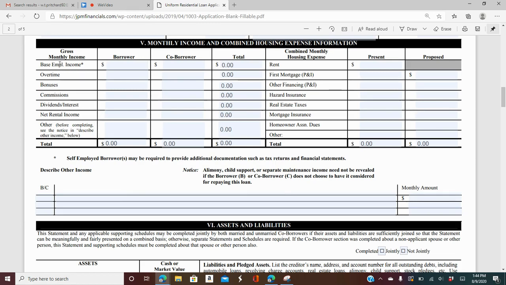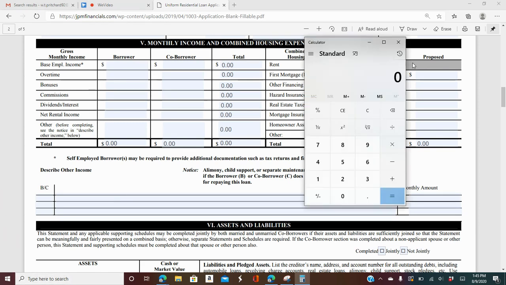So again, base employment income. When you are dealing with the mortgage process, we do everything on a monthly cycle. So when we are calculating the income, we want to know how much the borrower gets paid monthly, gross monthly. So let's say we know that bi-weekly the borrower gets paid $2,000. So we look at the pay stubs, we look and we see the gross amount, it says $2,000, right?